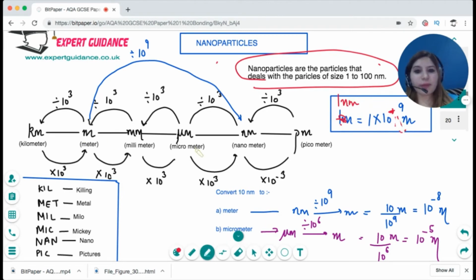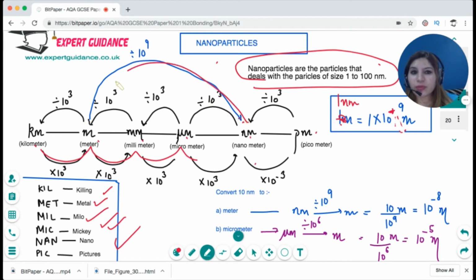You need to remember this chart. It's kilo, metre, milli, micro, nano, pico, and all of them differ by 10 to the power 3. So from kilometers to meters, you times by 1000, meters to millimeters times by 1000, and when you go in reverse, you divide by 1000. So if you need to convert nanometers into meters, you go from here to here, there are 3 bumps, so you divide by 10 to the power 9. So 1 nanometer is 10 to the power minus 9 meters.